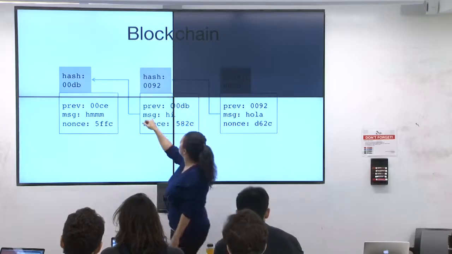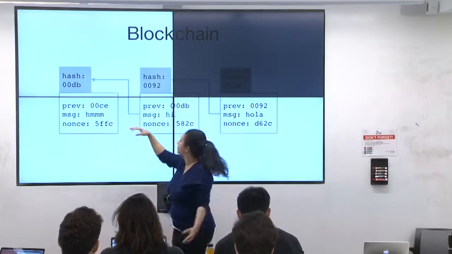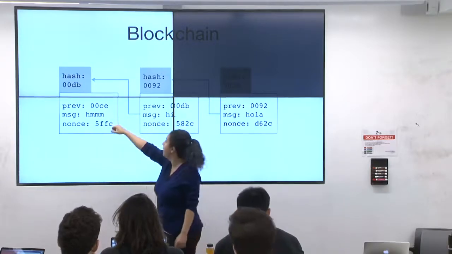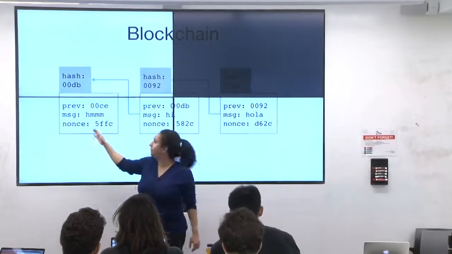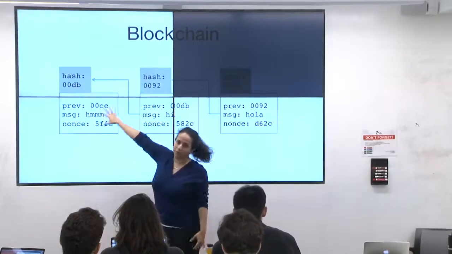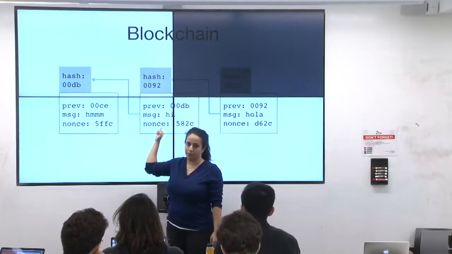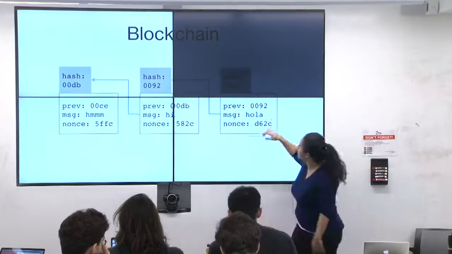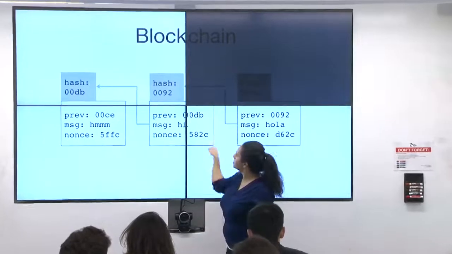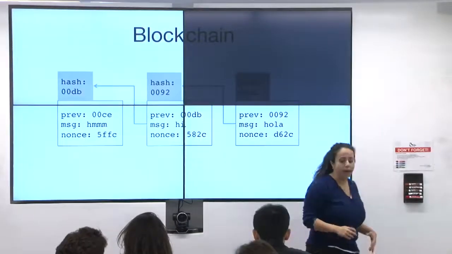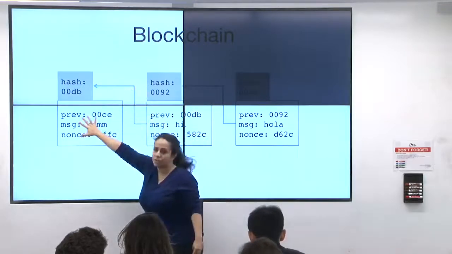Note that there isn't actually a physical pointer or memory address connecting these two things together. And this block does not actually contain the hash of itself. But we are implicitly pointing to it by including the hash of this block in the following block. And so on over here. Again, this is a different message, a different nonce, and it includes the hash of this block instead of the one before.